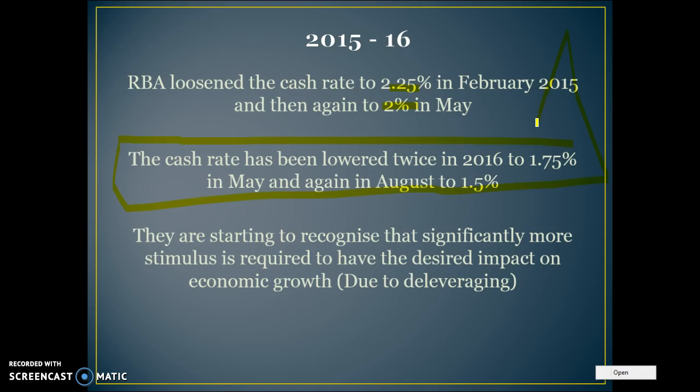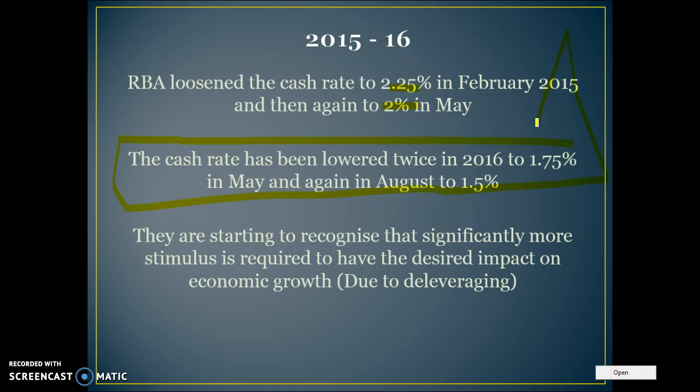So in May and August, they lowered the cash rate to 1.75% in May and 1.5% in August, and they were starting to recognise that they had to be more expansionary with monetary policy, with the reasoning that people weren't spending the extra money.